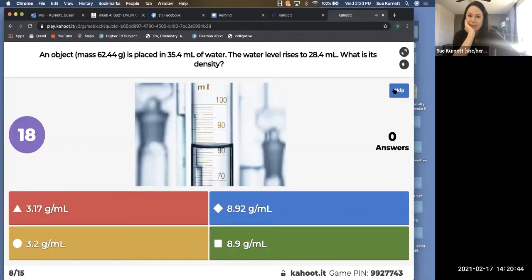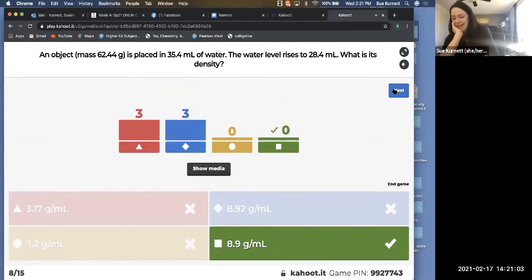This question doesn't make any sense. I'm sorry about that. I am definitely going to go over 8. I will probably start there. Do you see why it doesn't make sense? How can the water level in a graduated cylinder start at 35 mils and rise to a smaller number? I put my volumes backwards. Sorry about that.